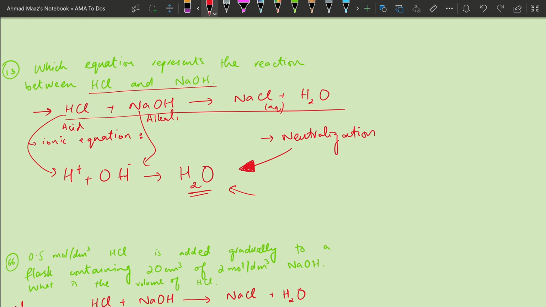So the neutralization equation is characterized by acid and alkali. H positive from acid and OH negative from alkali, and it forms water. Now this is the equation for neutralization.